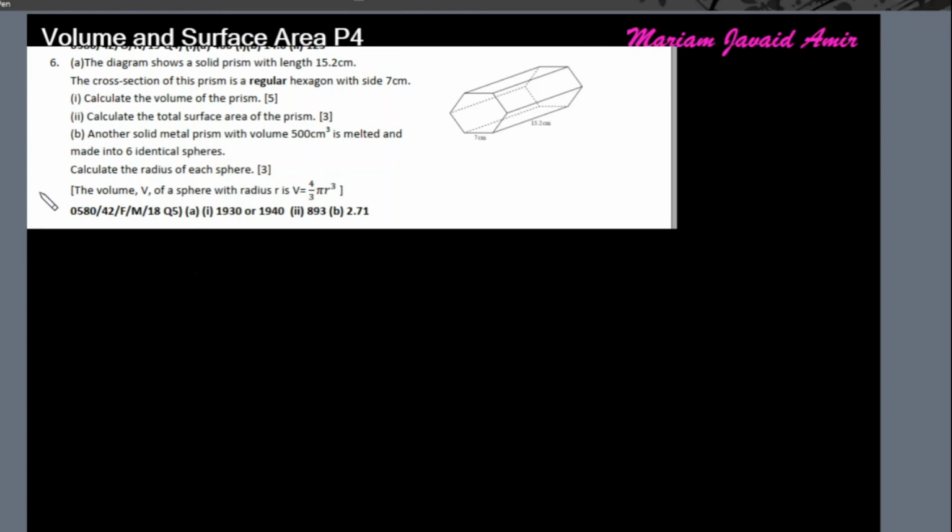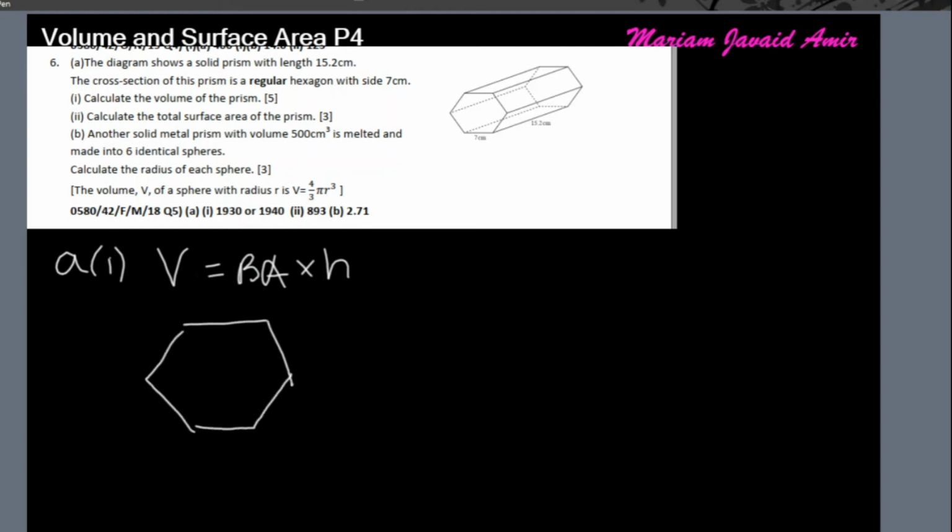So to find the volume of a prism, we will be using the formula base area times height. Next we need the base area, which is the area of this hexagon. Now since it's a regular hexagon, we'll use the formula 180 times (n minus 2) over n to get one interior angle of the hexagon. So I get 180 times 4 divided by 6, which is 120. Each interior angle is 120 degrees, and each side is 7.